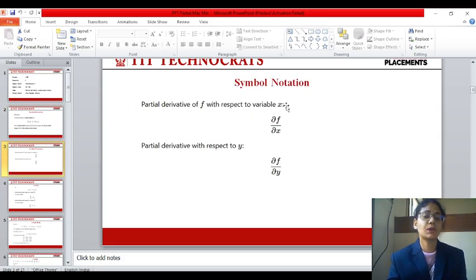You can see these are the symbol notations for partial derivative. This sign is known as del f by del x. So this is the partial derivative of f with respect to variable x, and this is pronounced as del f by del x. Similarly, if we are taking derivative with respect to y, this will be known as del f by del y. So at the time when you are taking derivative with respect to x, y will be taken as a constant, and when you are taking derivative with respect to y, x will be treated as a constant.